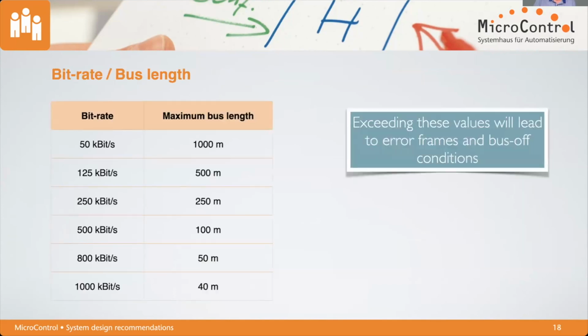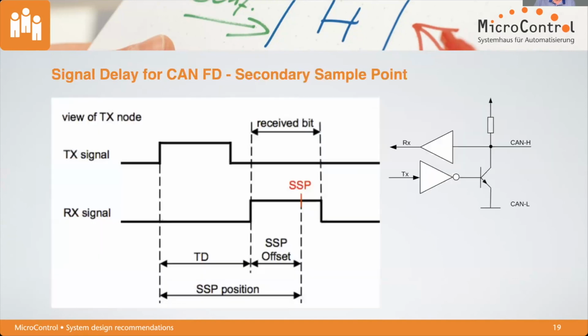So still with CAN FD and CANopen FD, the same thing applies as in the past. The bitrate has an impact on the maximum bus length. And if you exceed these values in arbitration rate, this will lead to error frames. You're getting into problems. But especially for CAN FD, and if you have got higher bit rates, you have something else to consider in your own hardware.